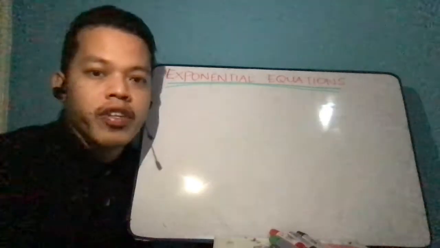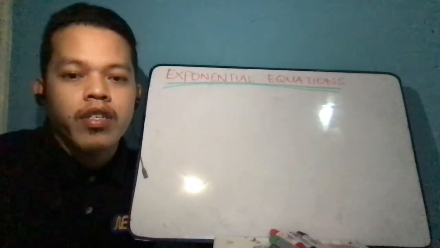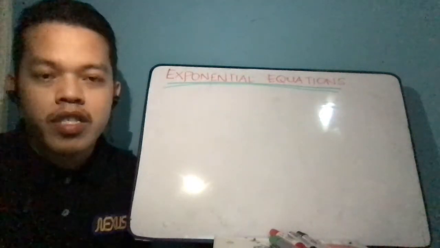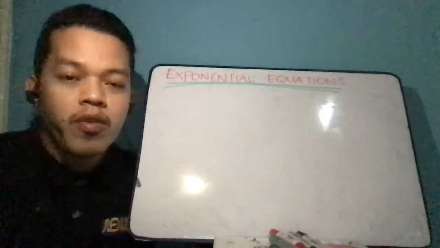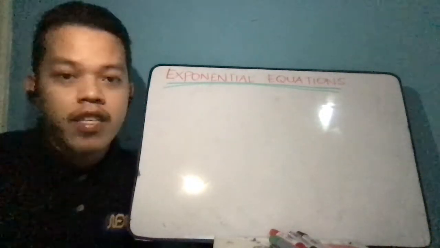Today we will be learning about exponential equations and how to solve this kind of equations. Let's define first what are exponential equations. Exponential equations are equations with variables in the exponents. So we are looking for the missing variables, and these variables are located in the exponents.